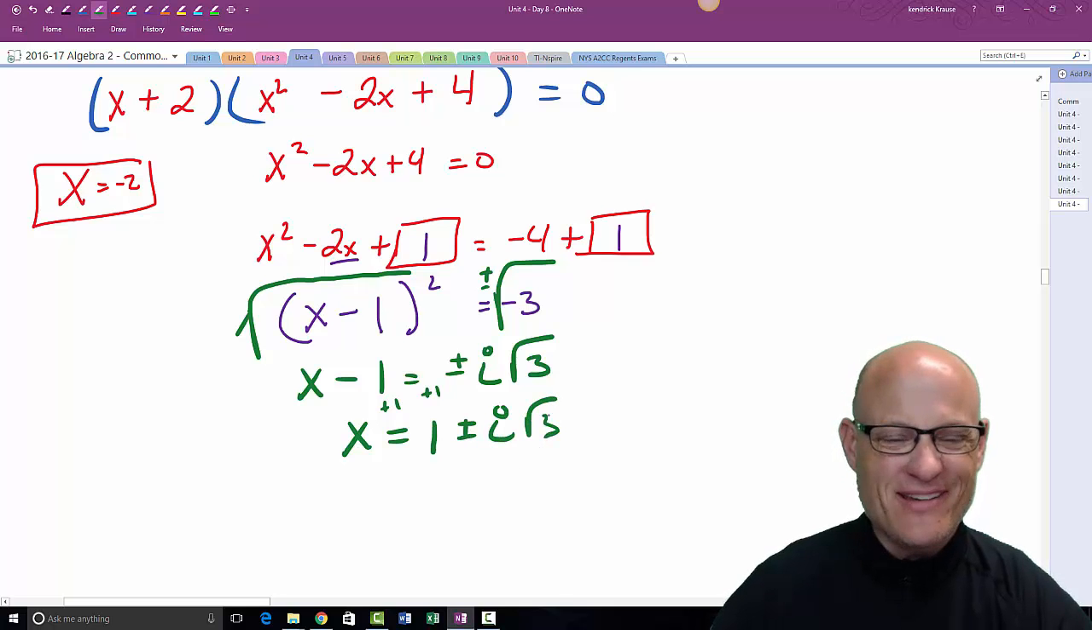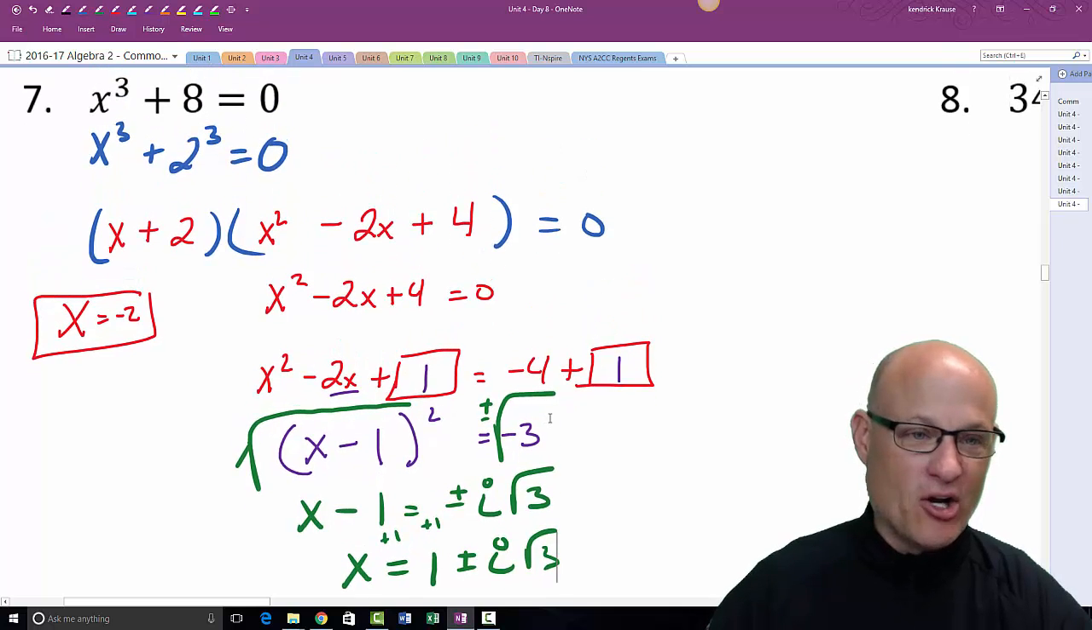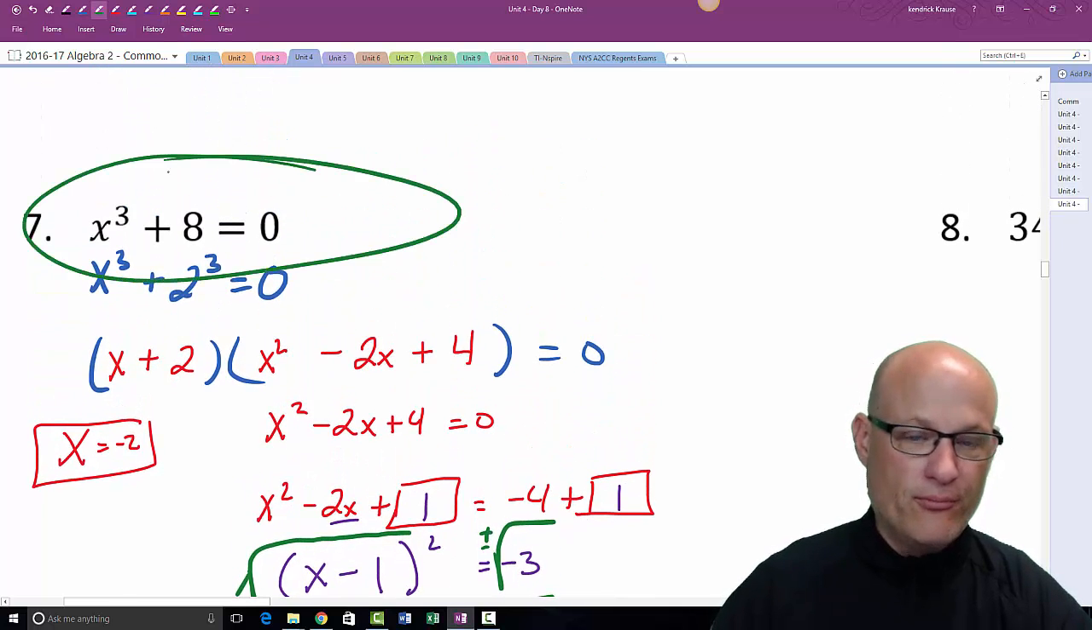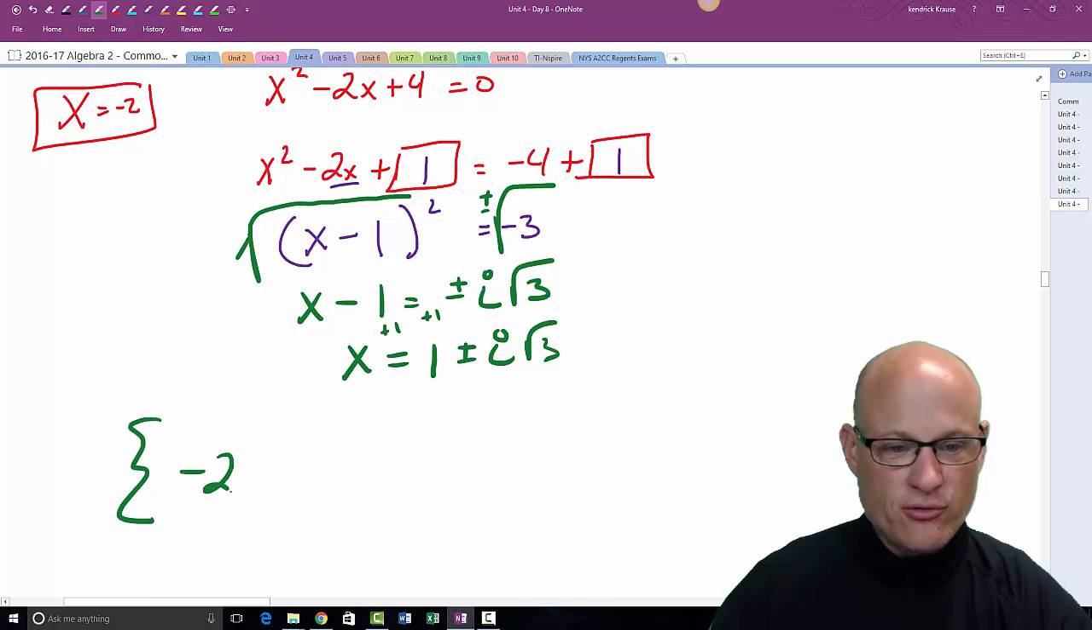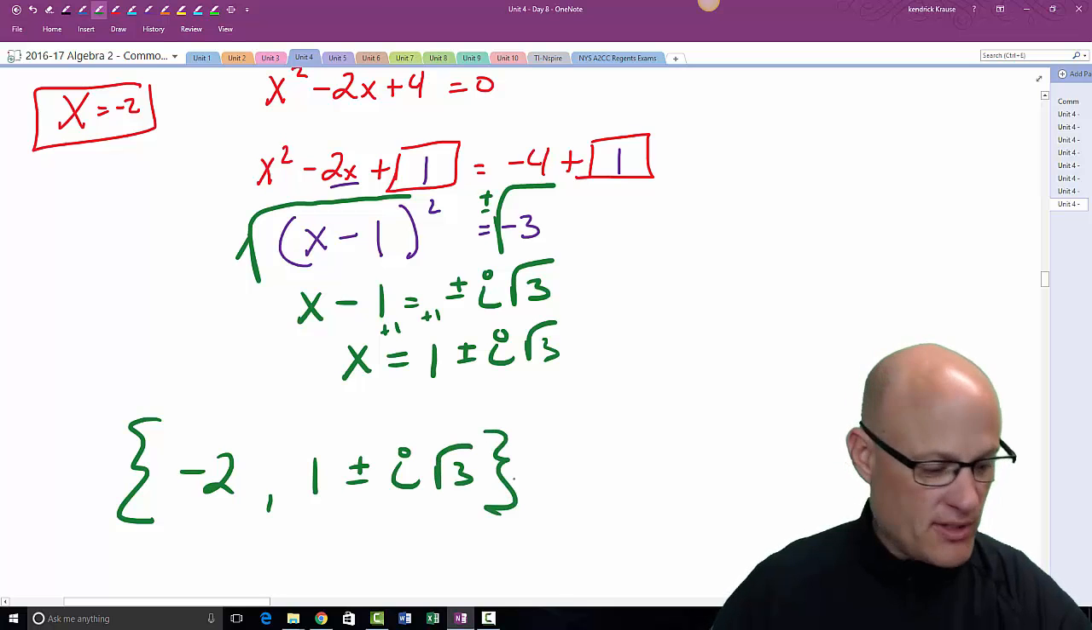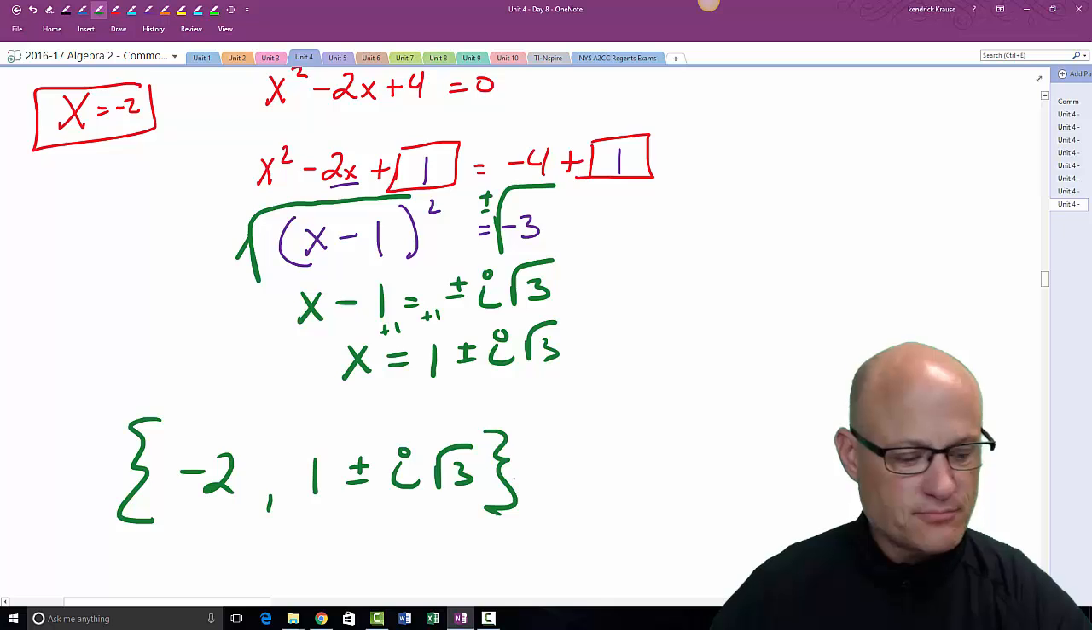So that one wasn't quite as easy as it looked. It started out looking like, oh man, this problem's going to be a joke. Boom. Shakalaka. It isn't a joke. It's not an easy question. So my 3 answers are negative 2 and 1 plus or minus i square root of 3. Those are my 3 answers.